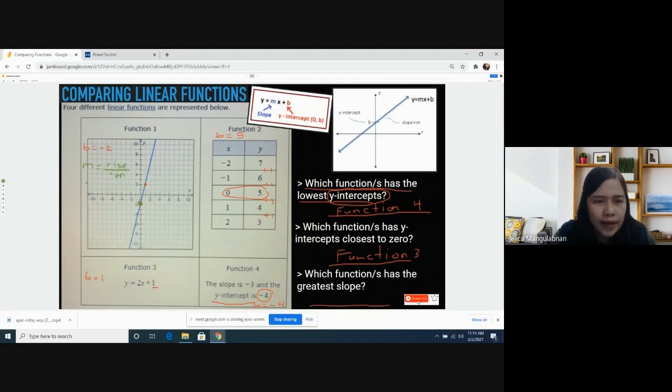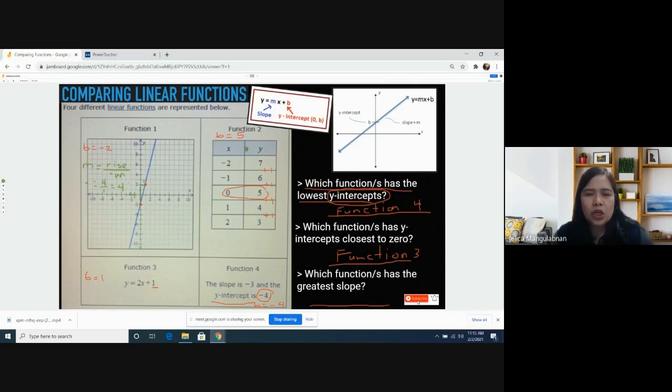Okay, so the rise is 1, 2, 3, 4. So we move 4 units up and then 1 unit to the right. So they are both positive. So the slope in here is 4 over 1. And 4 divided by 1 is simply 4. So the slope in function 1 is 4.